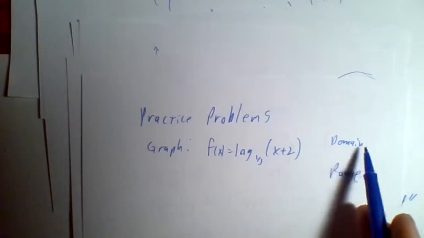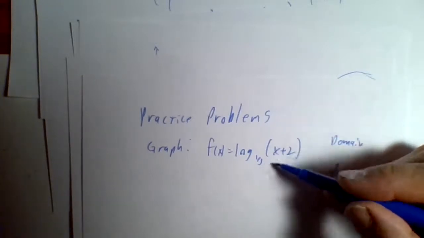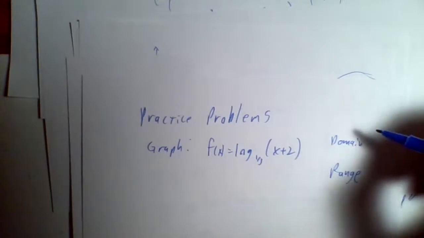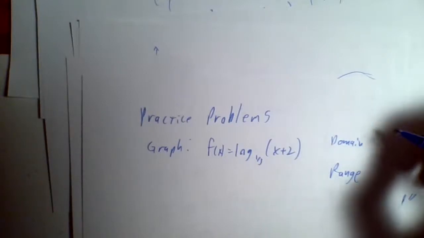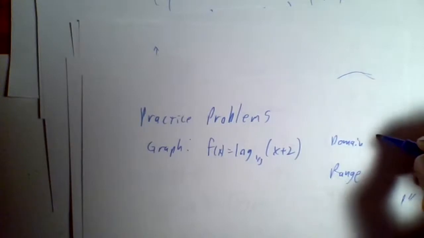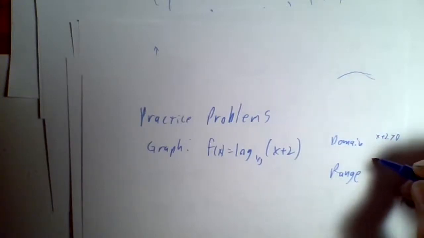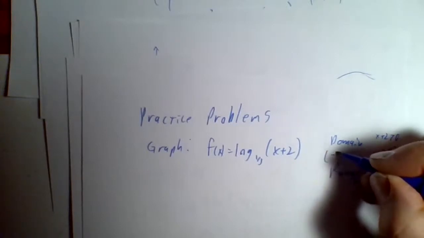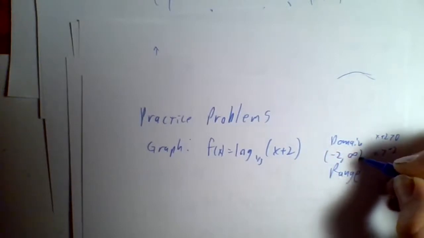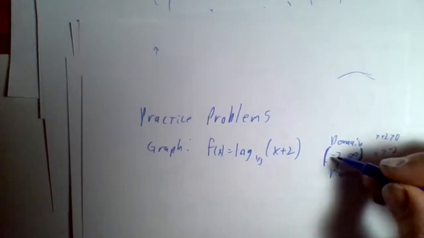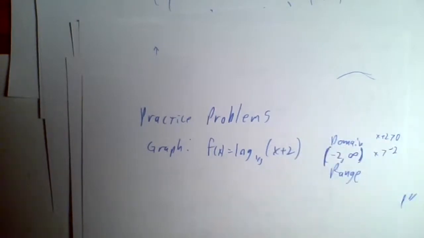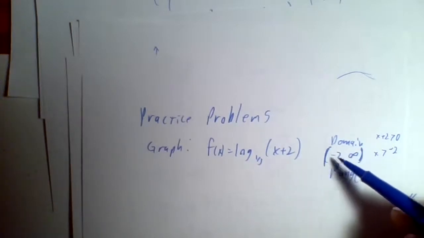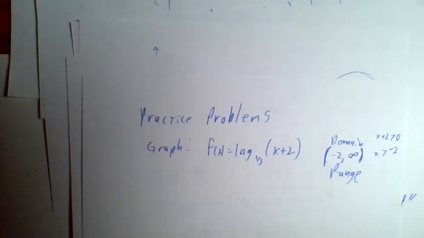You want to think about what kind of inputs you can have first. And for this one, the input into the log has to be greater than 0. You can only do the log of a positive. So x plus 2 has to be greater than 0. So x is greater than -2, or from -2 to infinity. Doesn't include the -2 because you can't do the log of 0 either. It's from -2 to infinity. We're going to have an asymptote at -2. And then it's going to go on just to the right of that.